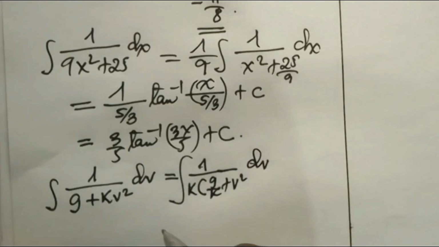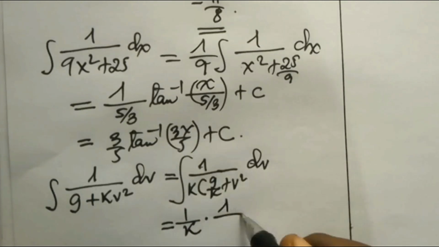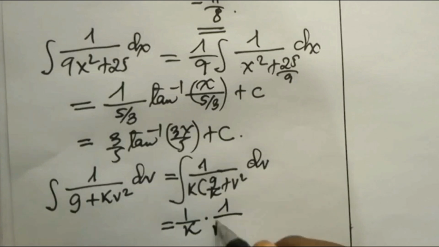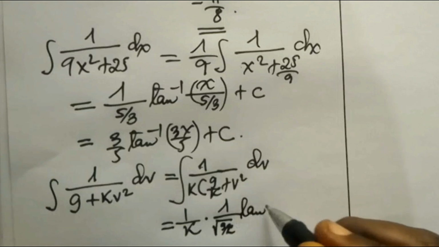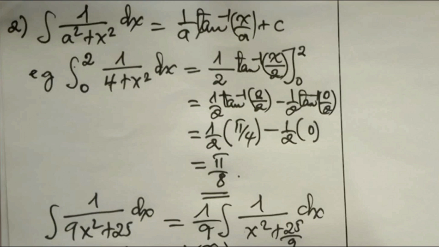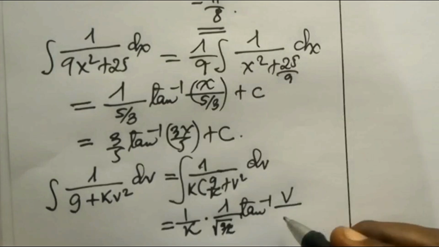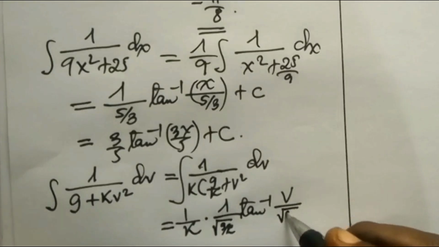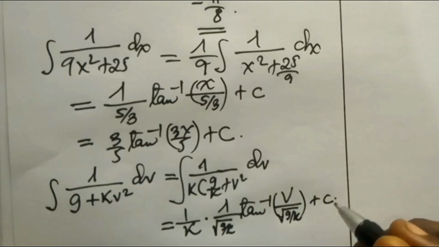This will now give 1 all over k dot 1 all over the root of g over k, which is a tan inverse of v. The variable this time is v, all over, according to the standard formula, we have the variable v replacing the x, so divided by the a, which is the root of g on k, plus the constant of integration.